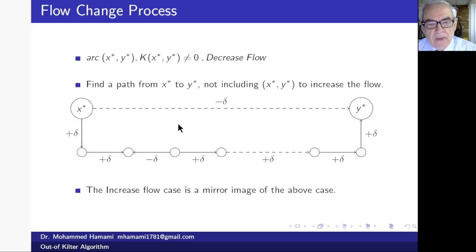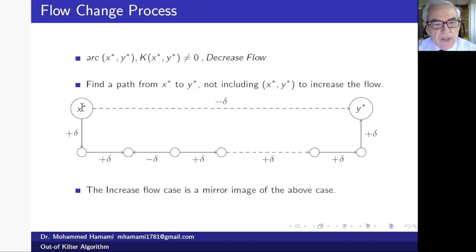But there is a method called the labeling process, which is, I would say, a better method than enumerating all the paths. How it works is we start at x star, and we color this x star node red. That's how we start this.